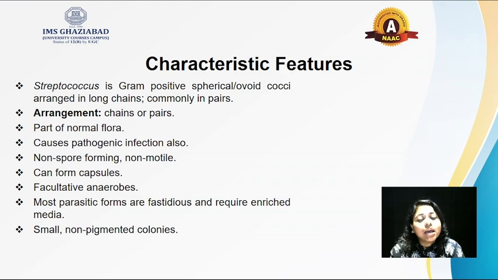What are capsules? Capsules are the outer layer of the cell wall which develops because of the deposition of some polysaccharides. The formation of capsules makes the bacteria virulent also. Basically they are catalase-negative, non-spore forming, non-motile bacteria. So these are the general characteristic features of the Streptococcus.